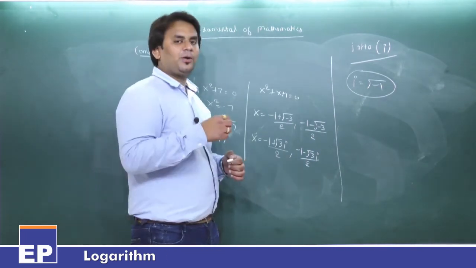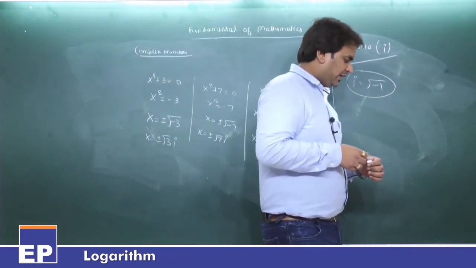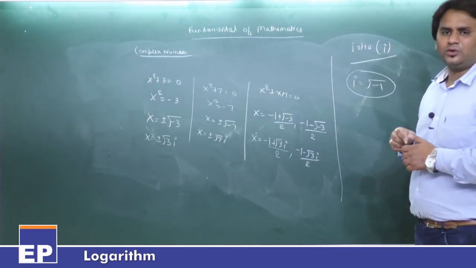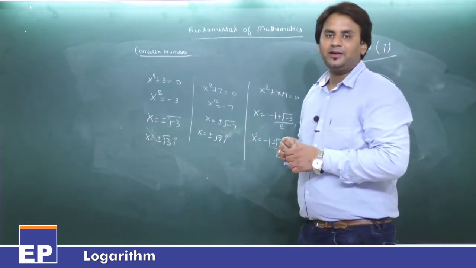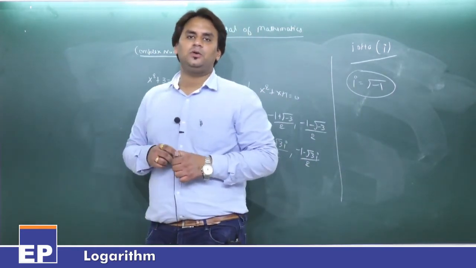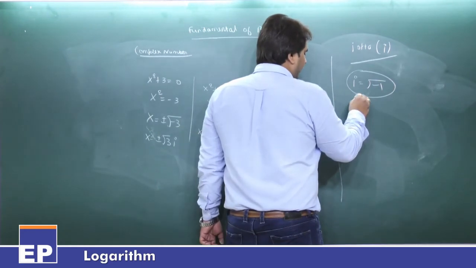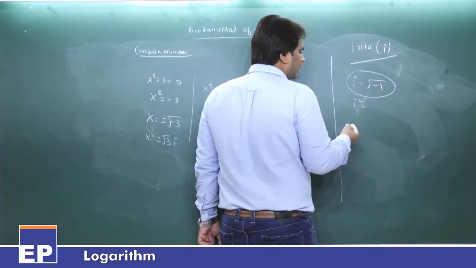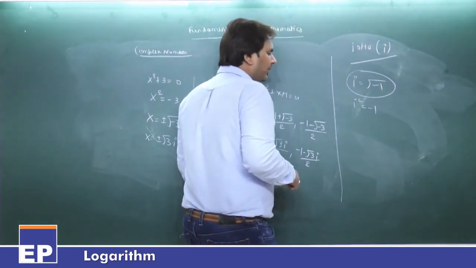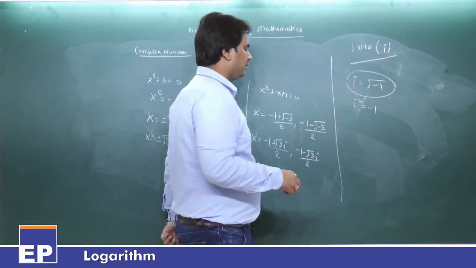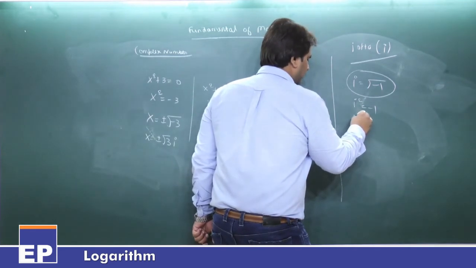There are certain properties of iota that I will let you know. If iota is equal to under root of minus 1, what is iota square? Doing squaring on both sides, iota square is equal to minus 1. What is iota cube?